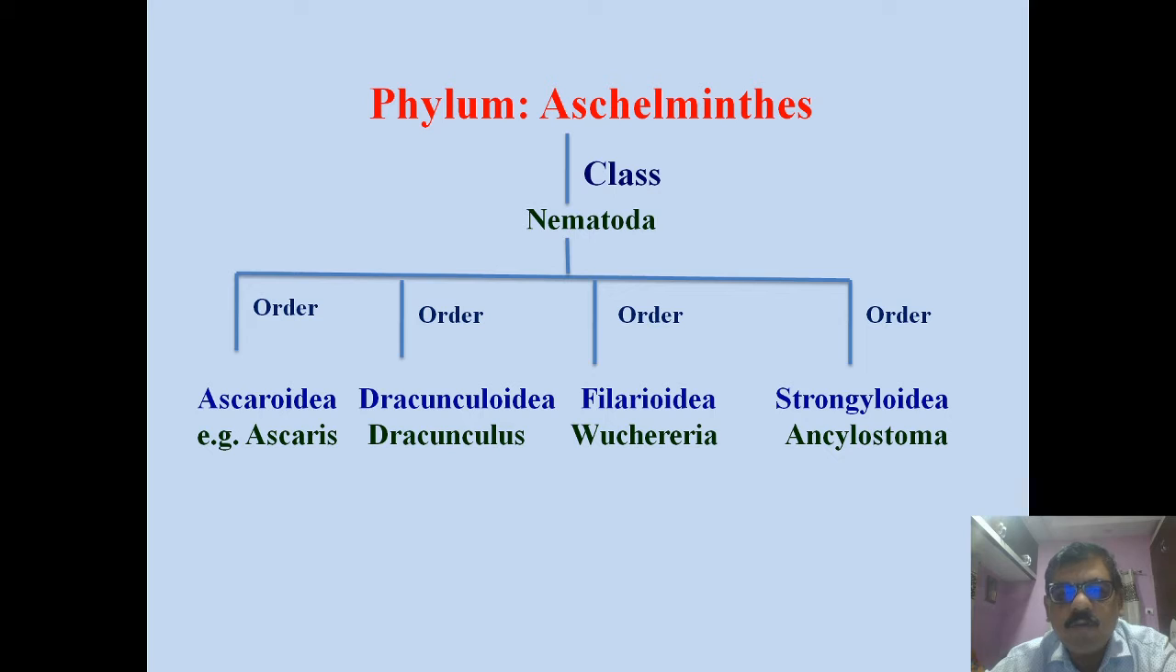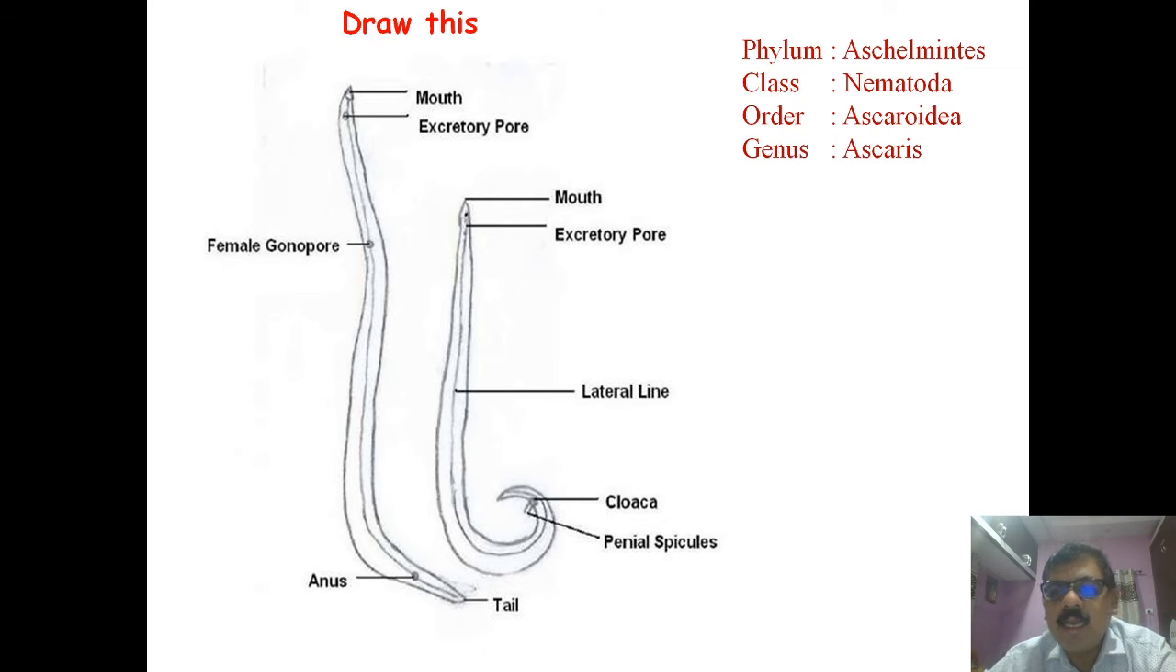The four animals that we will discuss are Ascaris, belonging to order Ascaroidea, Dracunculus, which belongs to order Dracunculoidea, Wuchereria, which belongs to order Phileroidea, and Ancylostoma, belonging to Strongyloidea. Then the first example is Ascaris from the Aschelminthes. The classification is phylum Aschelminthes, class Nematoda, order Ascaroidea, and genus Ascaris.